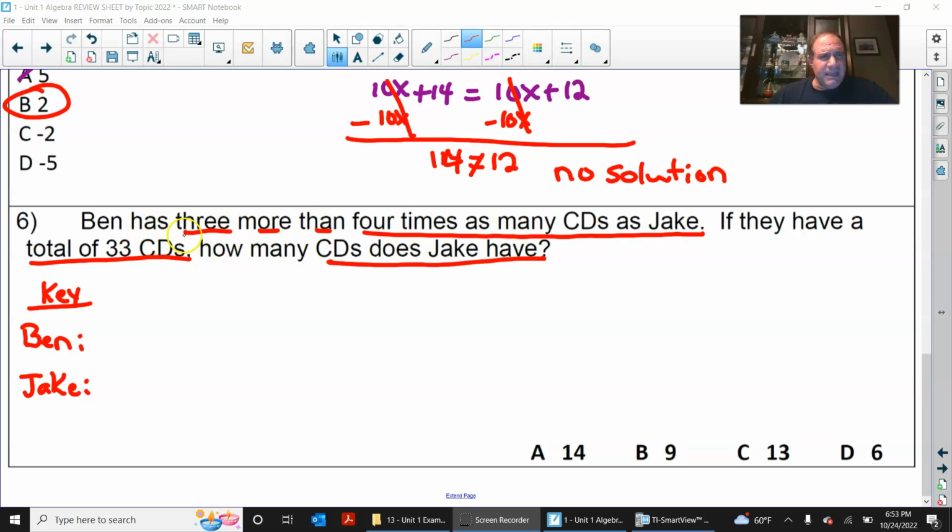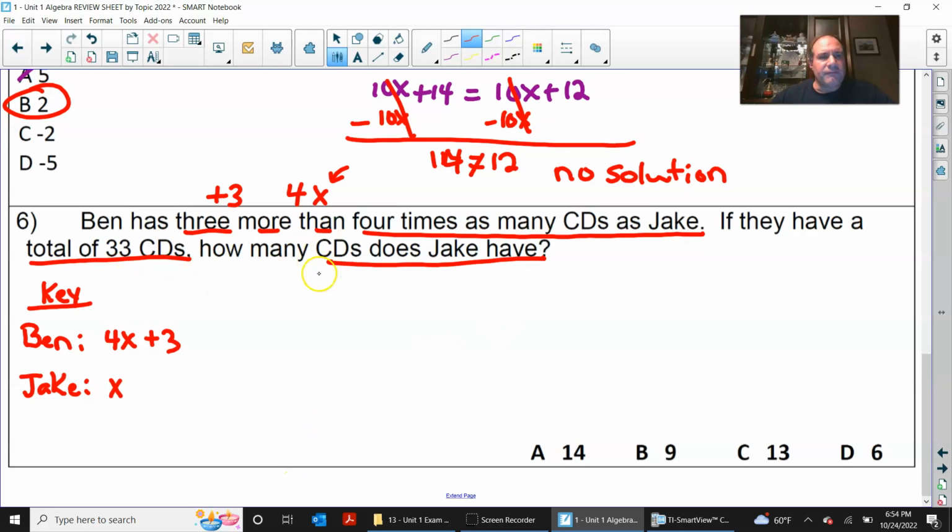So Ben has 3 more than 4, 3 more. So this is plus 3. Then 4 times as many CDs as Jake. All right, so Jake is X. You see what I'm saying? You have to kind of just figure out who is your X. Who's the ground floor person that you're going to have as just X. And then Ben has 3 more than 4 times. I like to put the 4x first. 4 times as many as Jake.